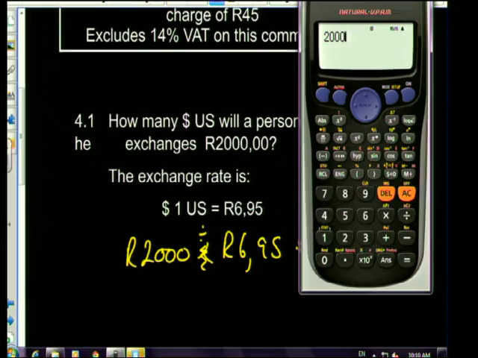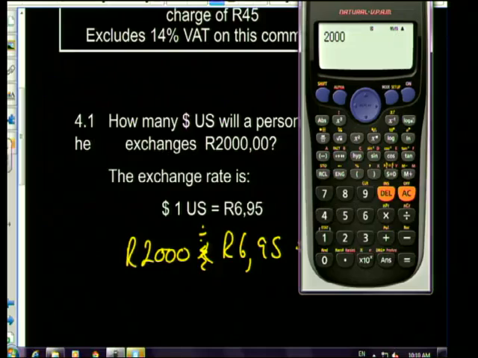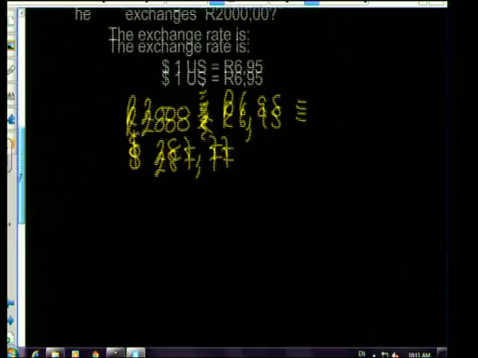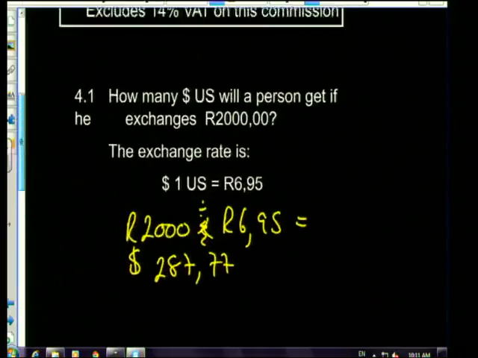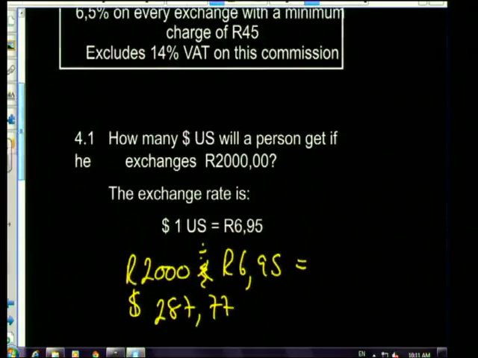Why am I dividing? Because I'm going to get less dollars. My dollars are worth more, so I'm going to get less dollars. If I was changing dollars to rands, I would then multiply. So we're going to divide that now by 6 Rand 95, and we get an answer of 287.77. 287.77 what? Dollars.